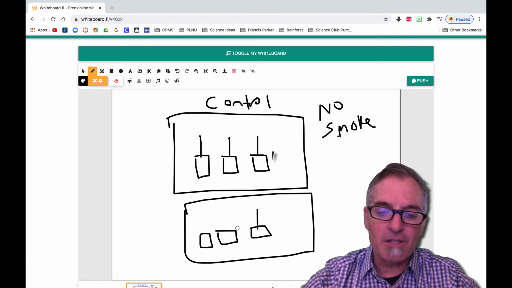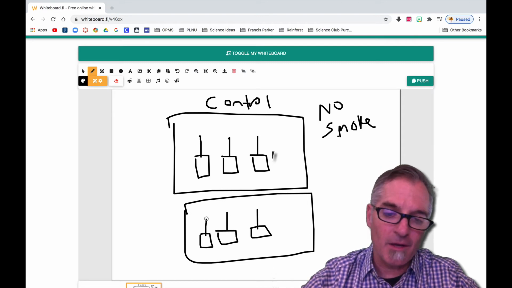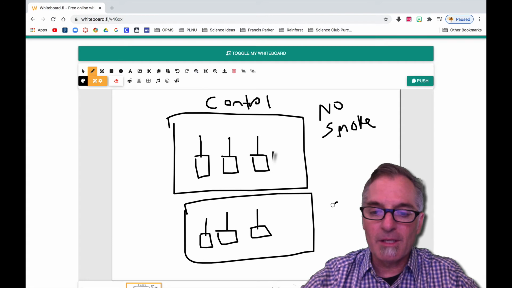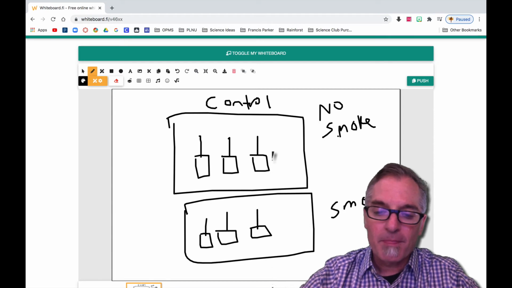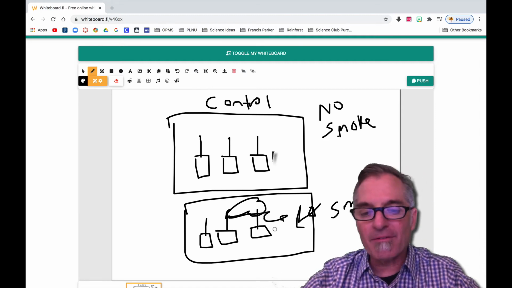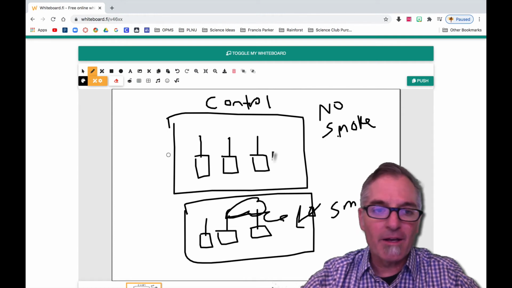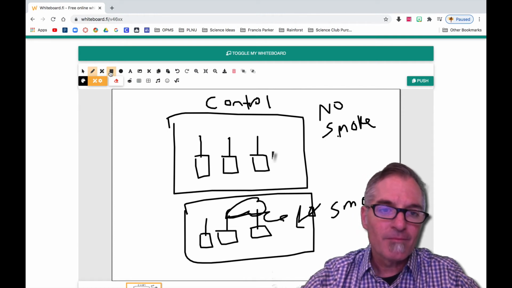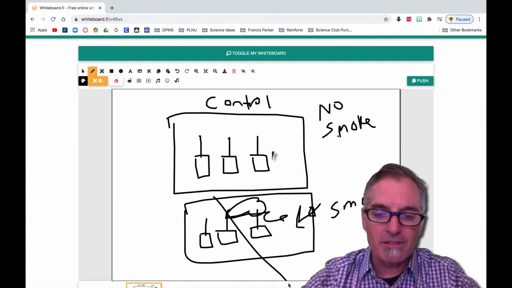And the plants need to start out at the same height. They need to be equally healthy. And this one's going to be smoke. So let's say there's a little opening in here and we can put smoke in once a day and fill this up with smoke. And let's say after 10 days all the plants are dead.